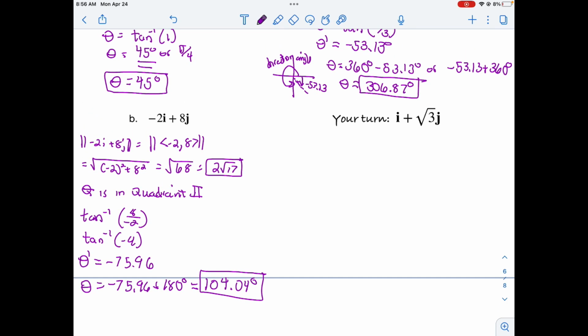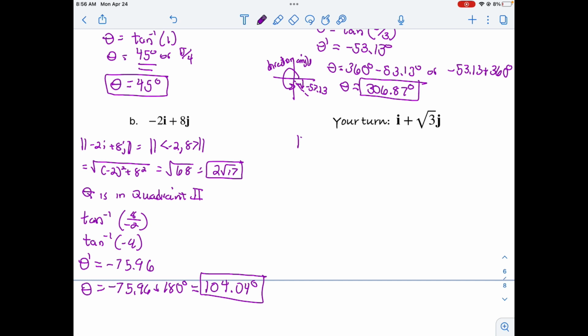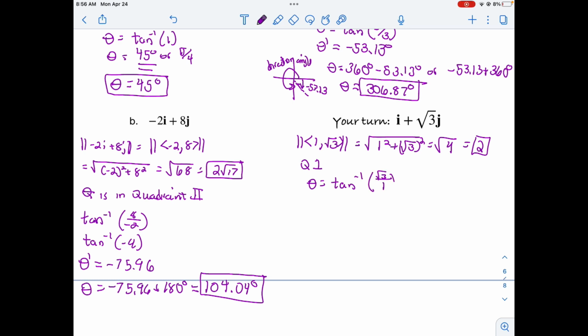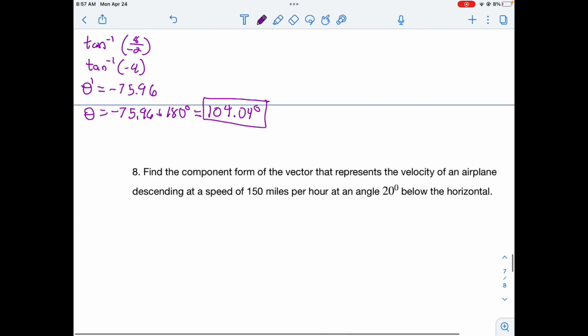All right, you try this last problem. Start by converting into component form, and then find the magnitude. We'll take the first component squared plus the second component squared, and so the square root of 4, which is 2. So your magnitude is 2. Then identify which quadrant theta is in. Theta is in quadrant 1. So theta is going to be equal to the angle whose tangent is the square root of 3 over 1. And from my unit circle, I know this is 60 degrees in quadrant 1. So my direction angle is 60.